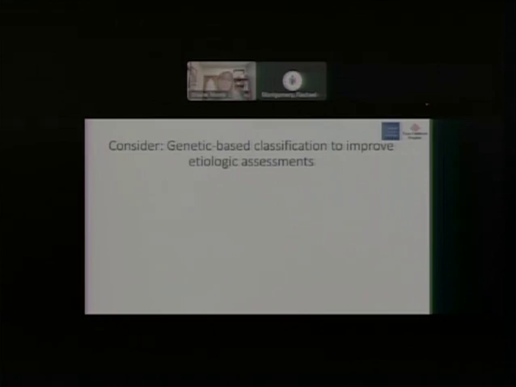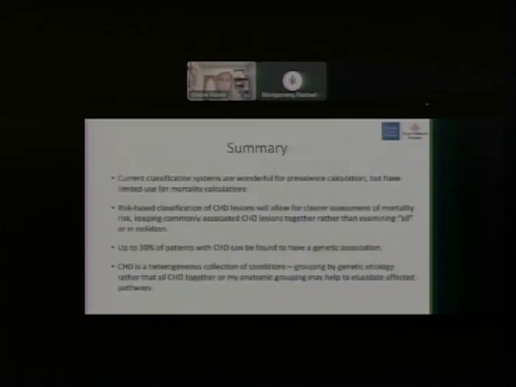So something to consider going forward is using a genetic-based classification system, and I think this will improve etiologic assessments. Even if we're looking at environmental factors, those environmental factors might affect laterality, or they might affect the second heart field, but if we have them grouped by genetic basis, we might be able to elucidate this better. So it would allow for cleaner separation of congenital heart disease, clearer elucidation of differential exposures, both genetic and environmental.